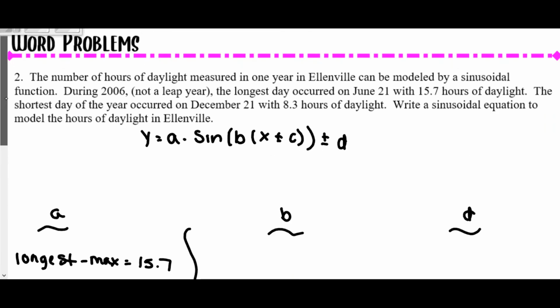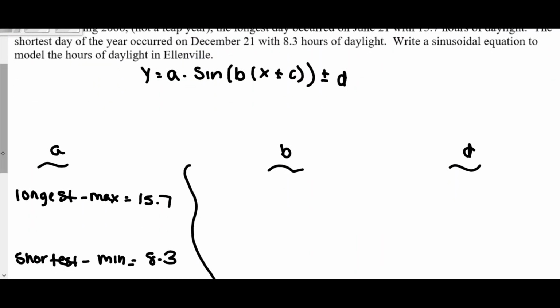Let's talk about finding our B value. So this graph is measuring the total number of hours of daylight measured in 1 year in Ellenville. That means one complete cycle of a sine graph happens over the course of 1 year. 1 year is 365 days.